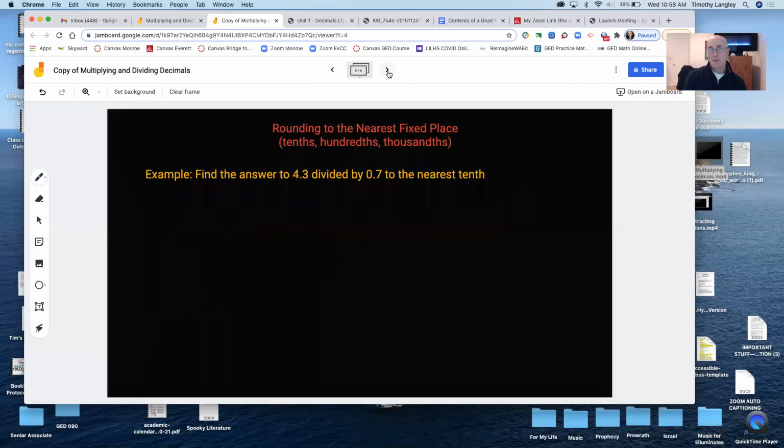Let me show you another thing that might come up: rounding numbers off to the nearest fixed place, in the tens, hundreds, or thousands. So you might want to freeze this frame and copy it. It says rounding the numbers off to the nearest fixed place. Often it'll say round it off to the tens or the hundreds or the thousands place. It'll actually say something like that. So let me show you what that looks like. It says find the answer to 4.3 divided by 0.7. So that's 0.7 into 4.3.